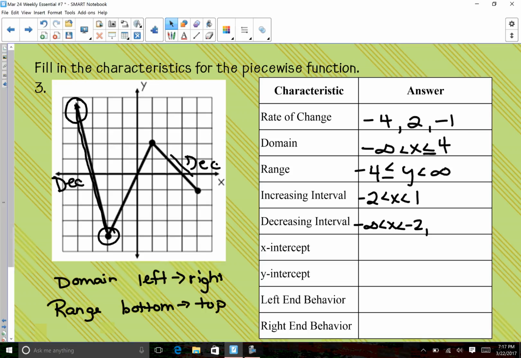Now, what about the second one? The second time, I started decreasing right here. That's like the turning point from this interval where I was increasing, and then I changed directions. Now at that point, my x is 1 less than x less than, and then I decreased until I got here, and at that point my x is 4.